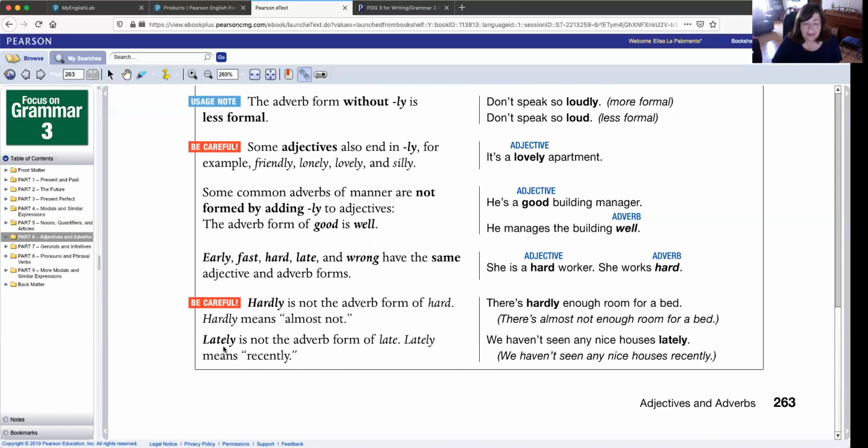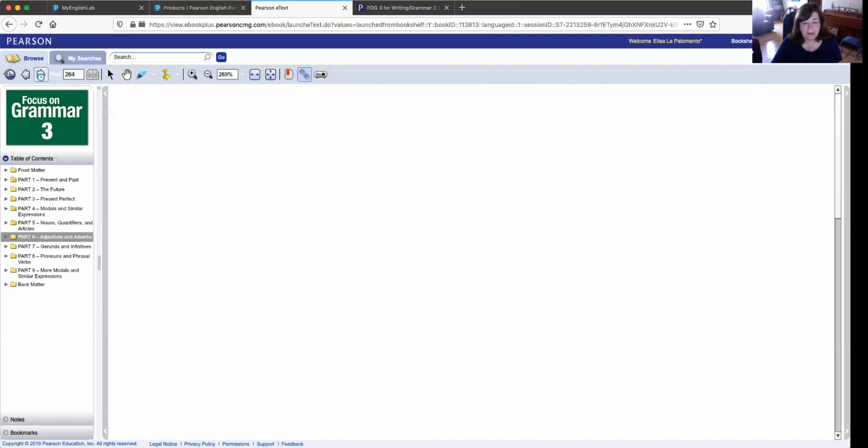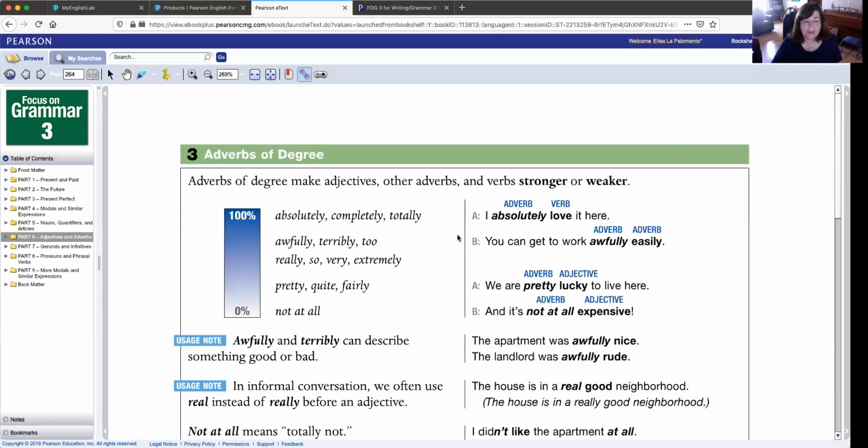And lately is another one, but lately is not the adverb form of late. The word lately actually means recently, in very recent times. We haven't seen any nice houses lately, meaning that just recently, we have not seen any nice houses. All right. So much here for you to study. I know there's just so much. Let's turn the page and hopefully we'll get through all this, okay?